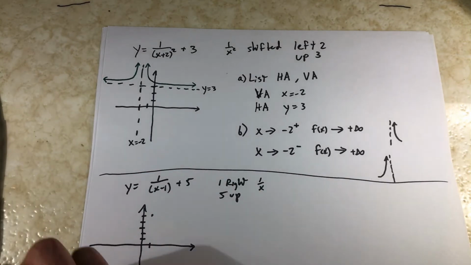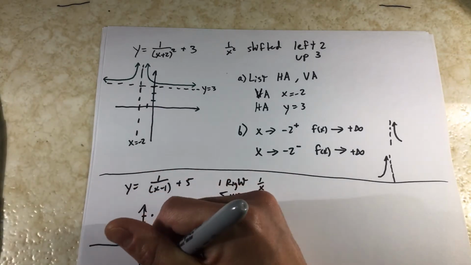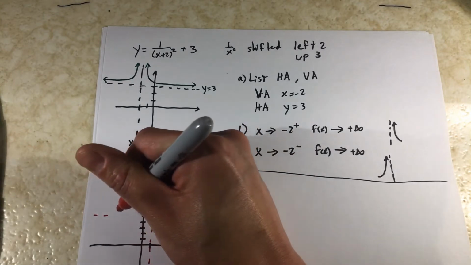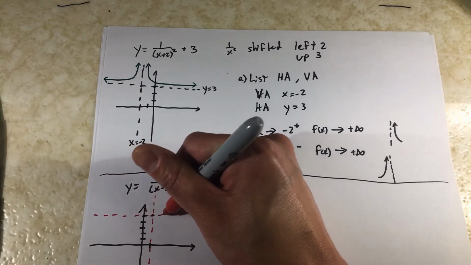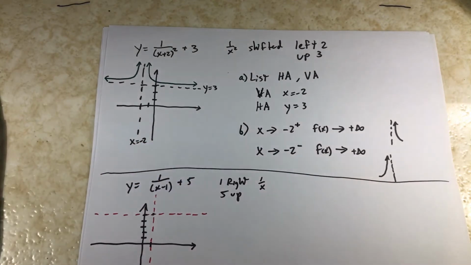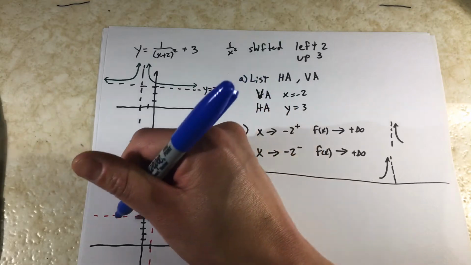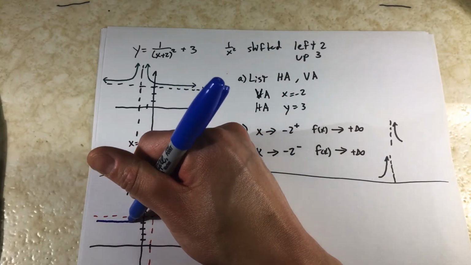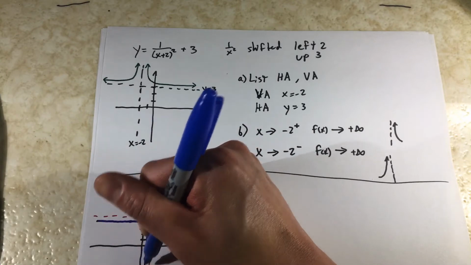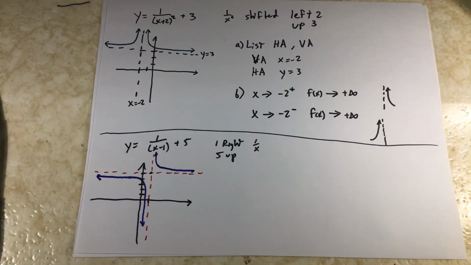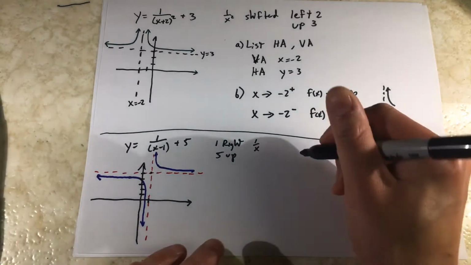Here, let's do red as our asymptotes, as a line it doesn't cross. All right, so those are our asymptotes. And if you remember what 1 over x looks like, it looks kind of like this. Right, it's in the first and third. All right, so that's what our graph looks like.